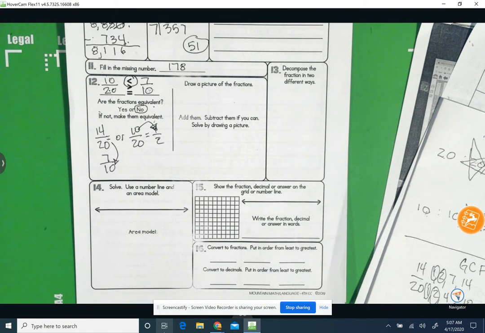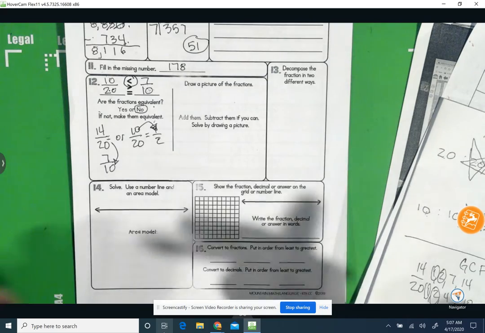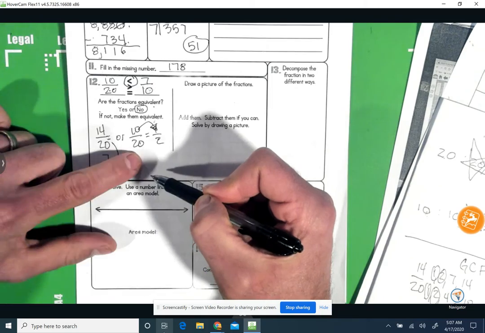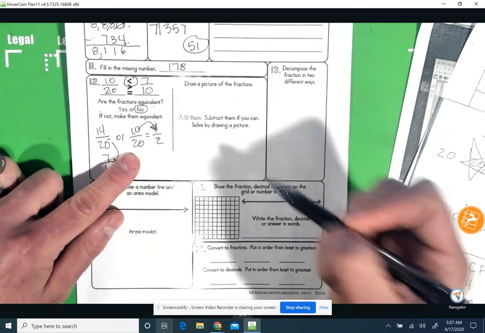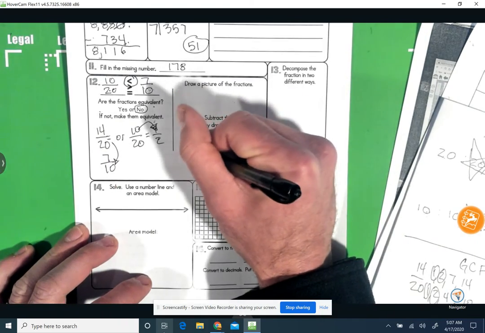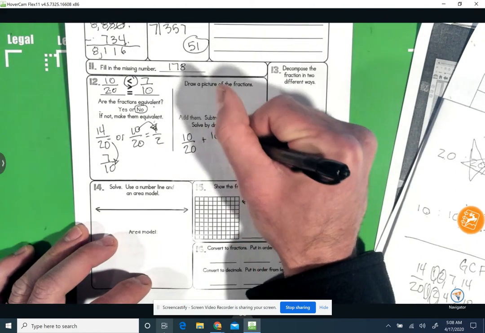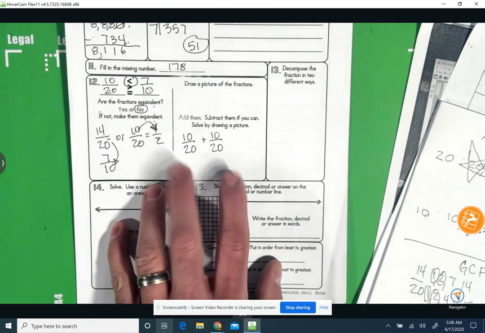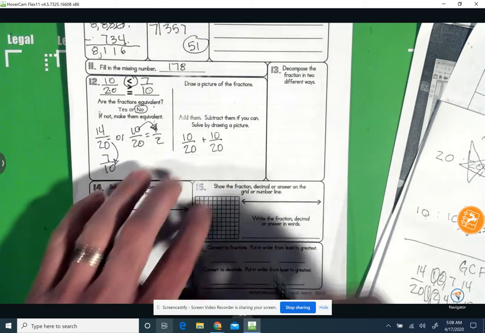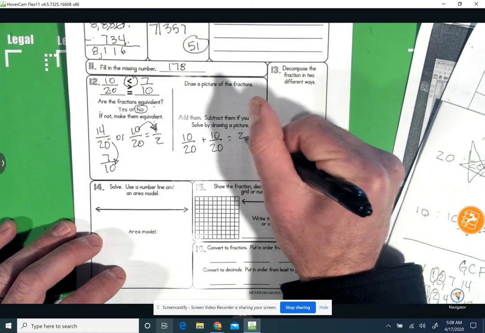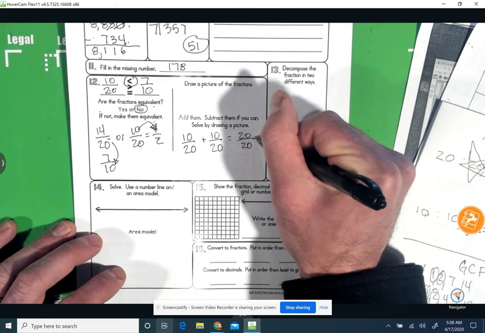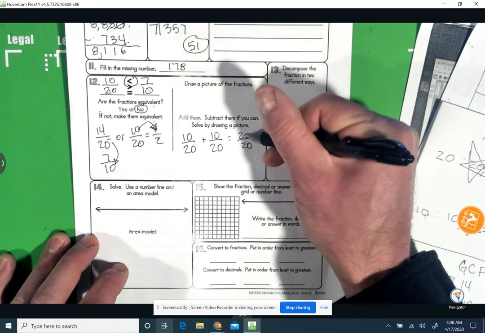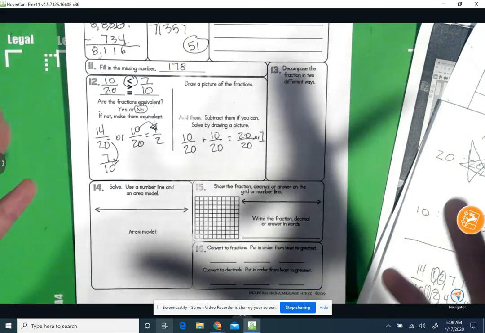So I'm choosing 10/20ths as my final answer. So I'm going to add 10/20ths plus 10/20ths. When you're adding fractions, make sure that your denominators are the same. It makes your life a lot easier. Next week, we will be experiencing adding and subtracting fractions with like denominators, and we end up with 20/20ths or 1. If you have all of the parts, 20 out of 20, you have 1.